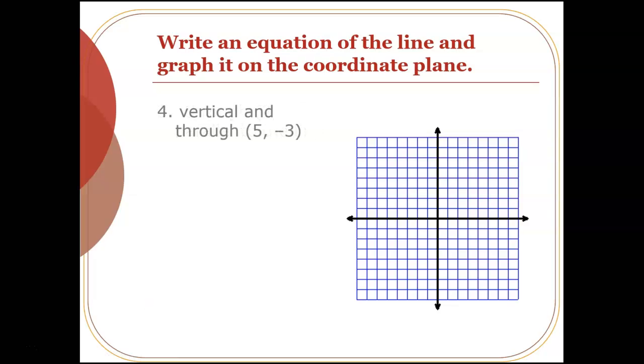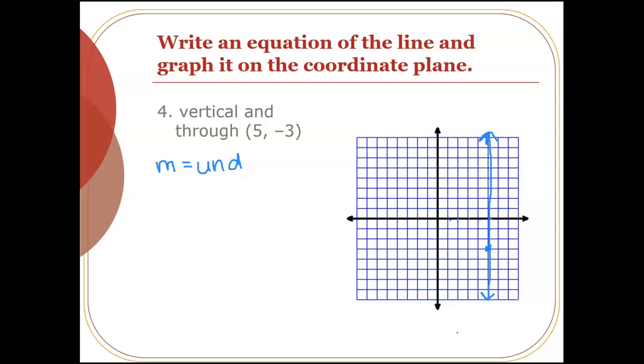Okay, vertical lines. A vertical line is a line that goes straight up and down. Its slope is undefined. So if it goes through the point (5, -3), once you know your point, then you know if it's vertical, it goes straight up and down. So you just draw a line straight up and down through that point.